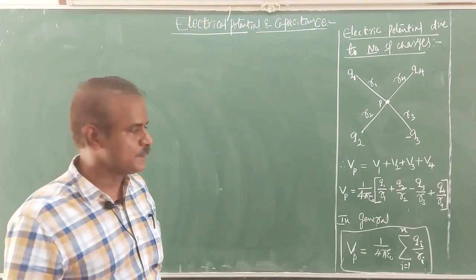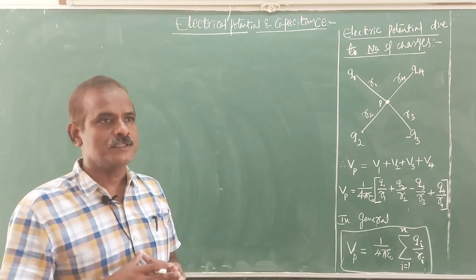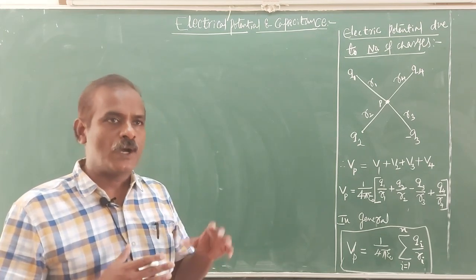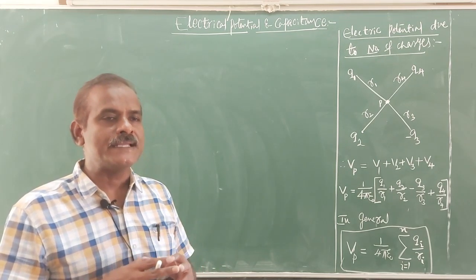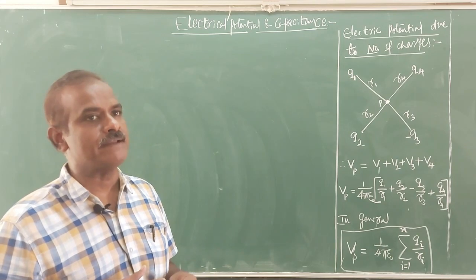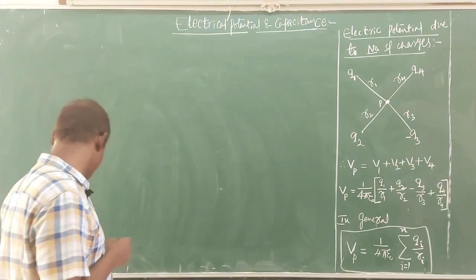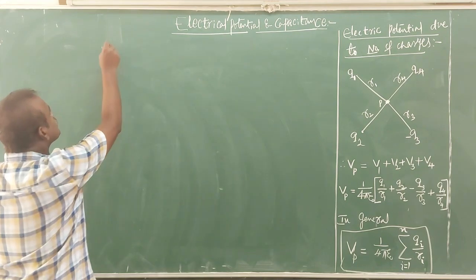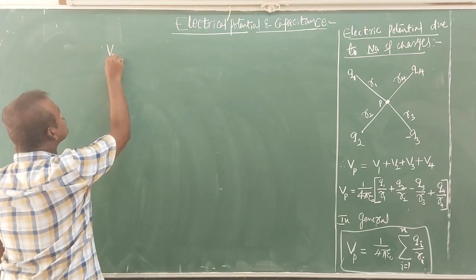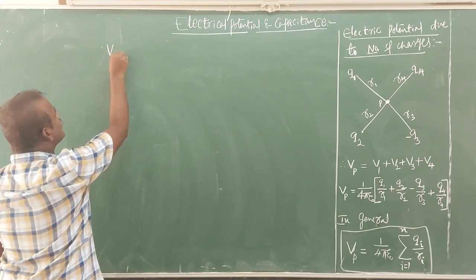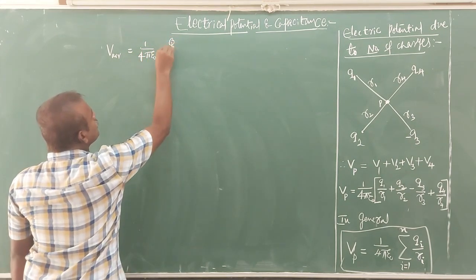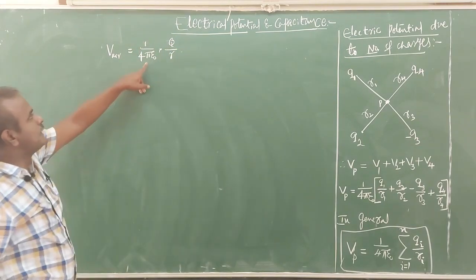Well, students, you should also remember that electric potential depends on the medium surrounding. In all these cases, we have considered the surrounding medium is air or vacuum. Hence, the term epsilon naught or E naught, that is absolute permittivity. V in air or vacuum. Right. V in air or vacuum.